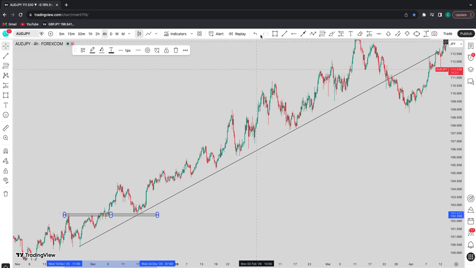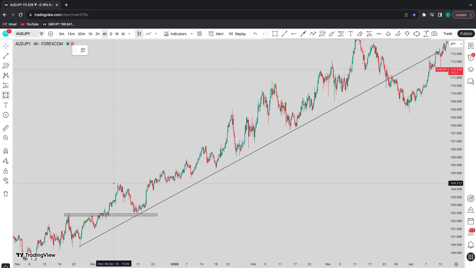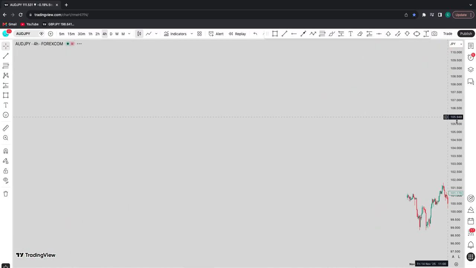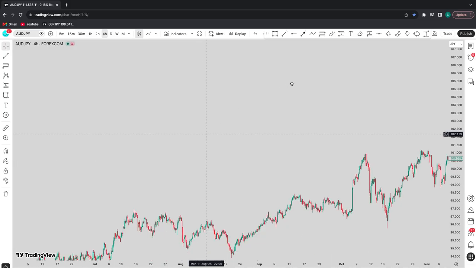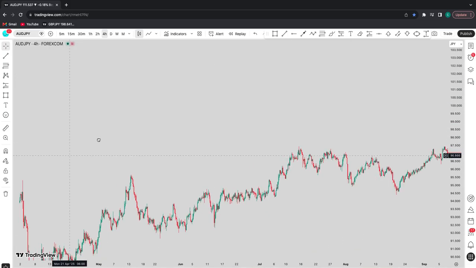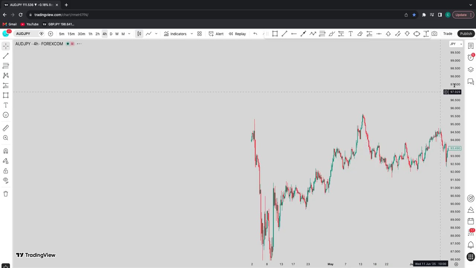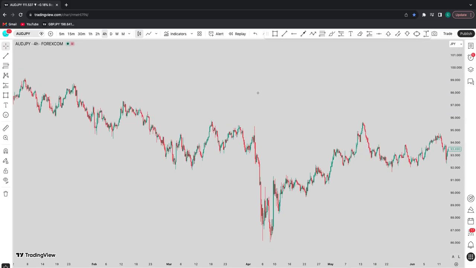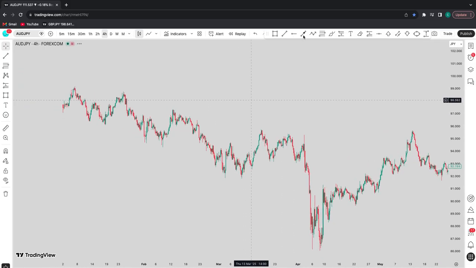Resistance. As long as the market is breaking all the highs, then we are on a bullish move. But on a bearish move, all you need to see is the market breaking lows. The market should be creating lower lows and lower highs. And just like so.